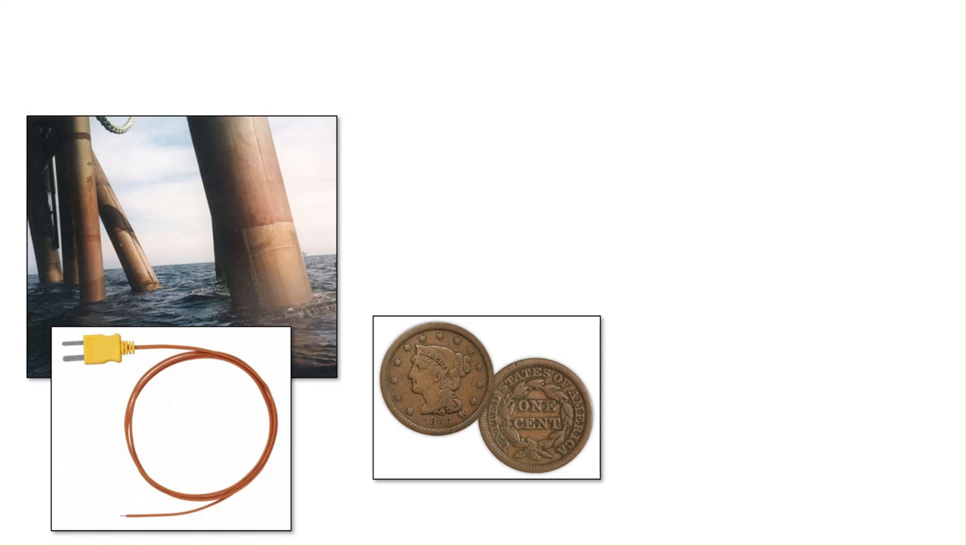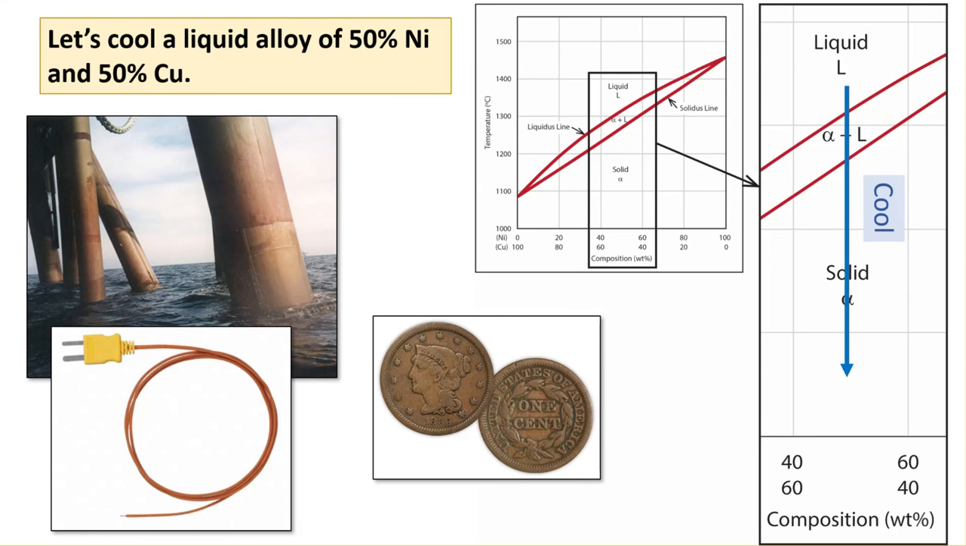But we can even affect the alloy's strength by the way we process it. Cold working is one way we can change the properties of a metal, and how we cool the alloy is another way. Okay, back to the phase diagram. Let's cool a liquid that is made of 50% nickel and 50% copper. We will cool it first very slowly and see what happens, and then cool it fast and see what happens.